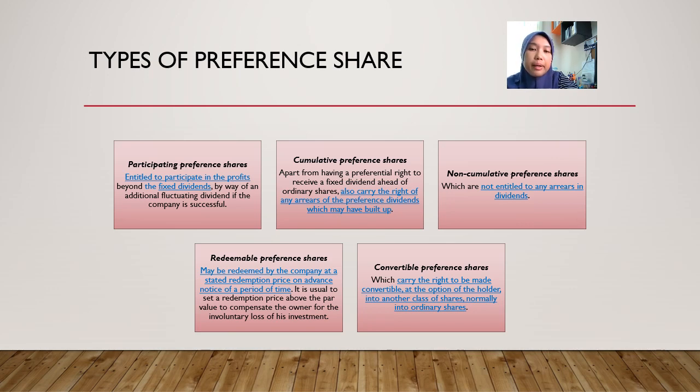Redeemable may be redeemed by the company at the stated redemption price on advance notice of a period of time. Lastly, convertible preference stocks are for preference stockholders who want to convert their stocks into common stocks, so that maybe they can get voting rights. They will convert their preferred stock into common stock, and later they will get dividends like the other common stockholders, and they will also get some portion of voting rights.